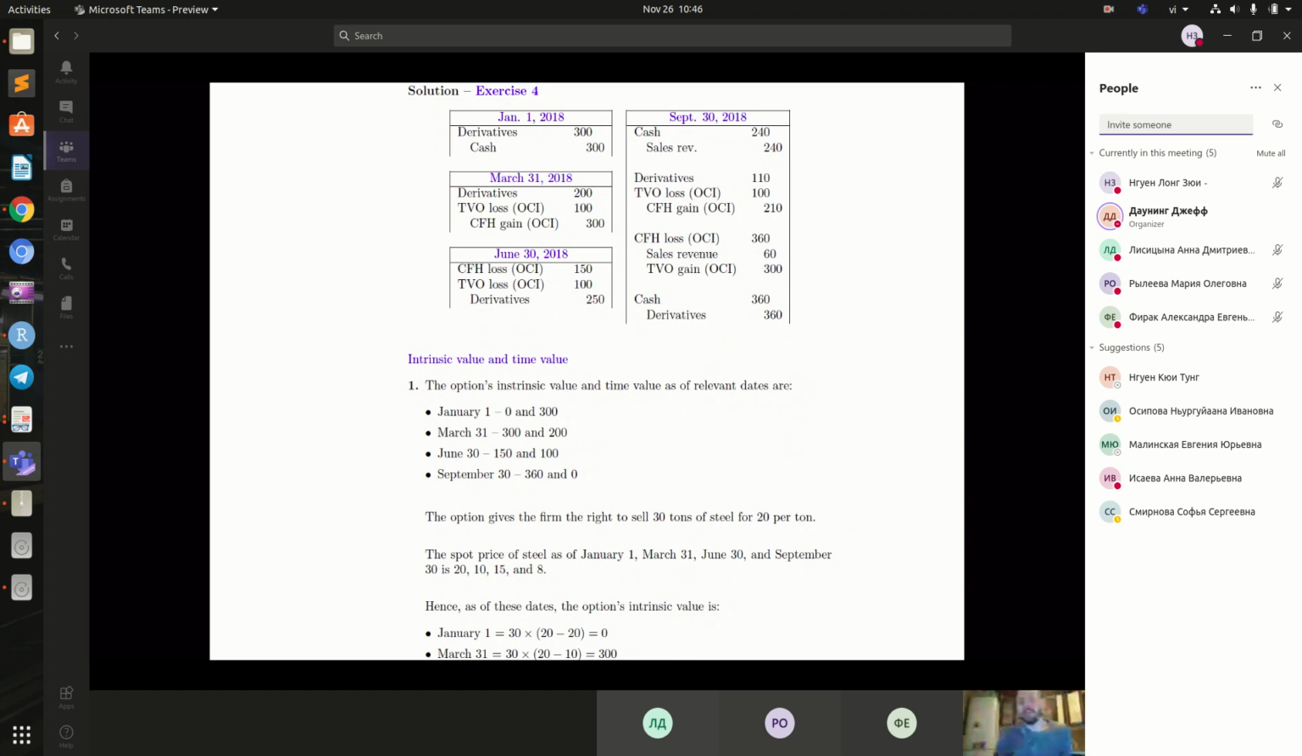September 30th, 2018, we have 4 journal entries. One is to recognize revenue from this sale of steel, where we sold 30 tons of steel for 8 per ton, hence debit cash, credit sales revenue for 30 multiplied by 8, or 240.